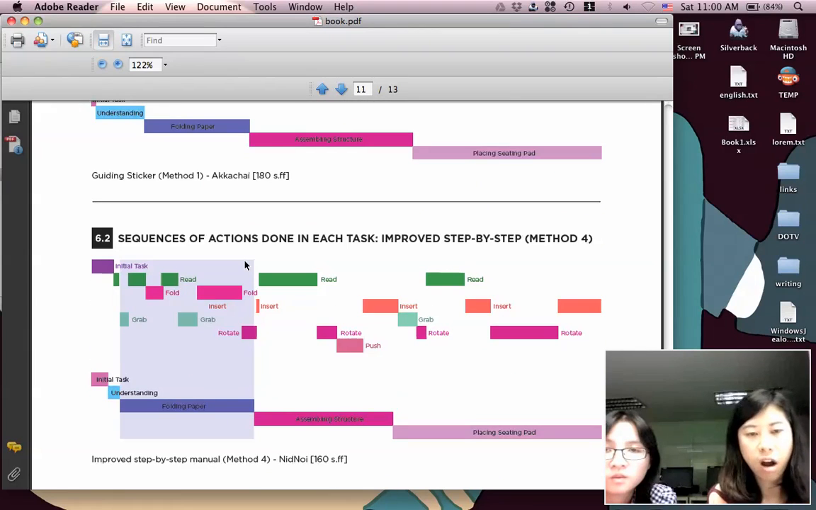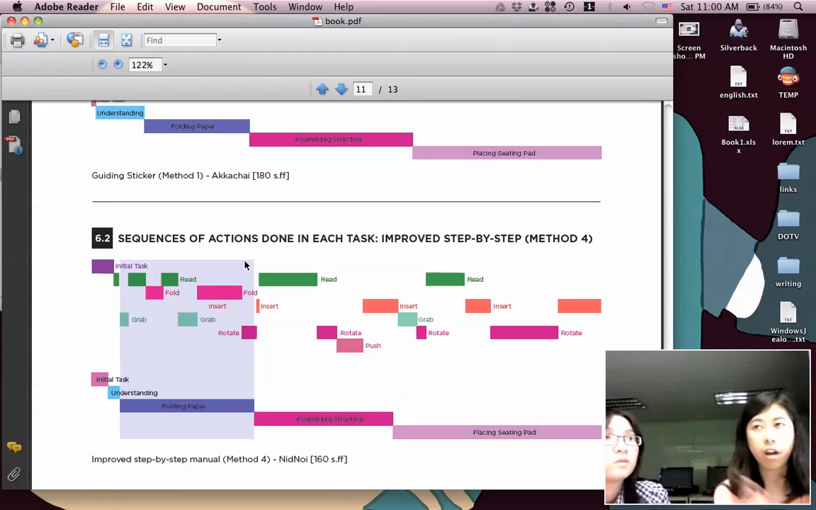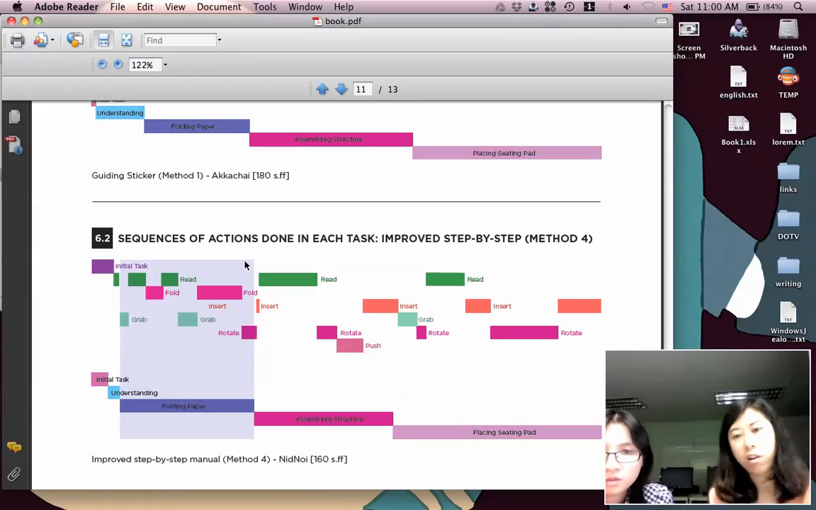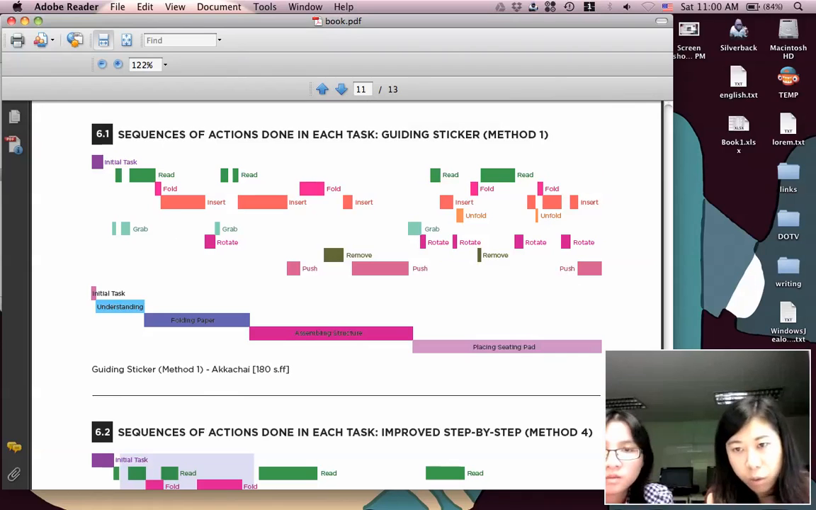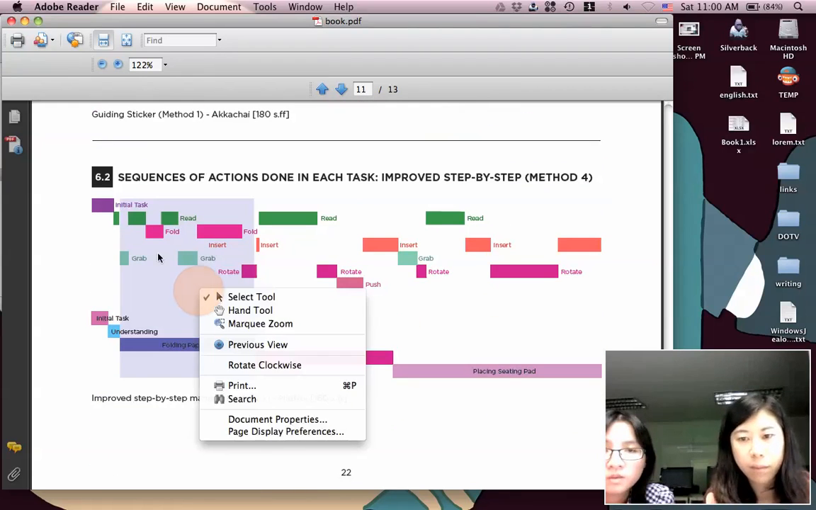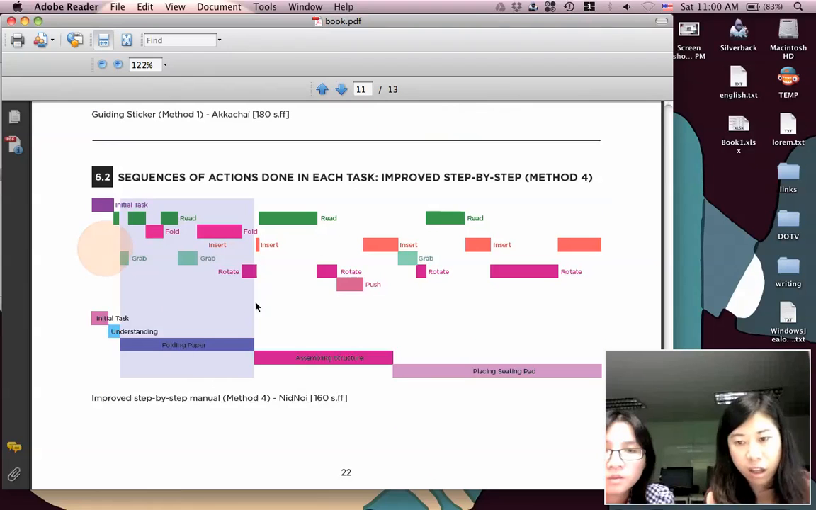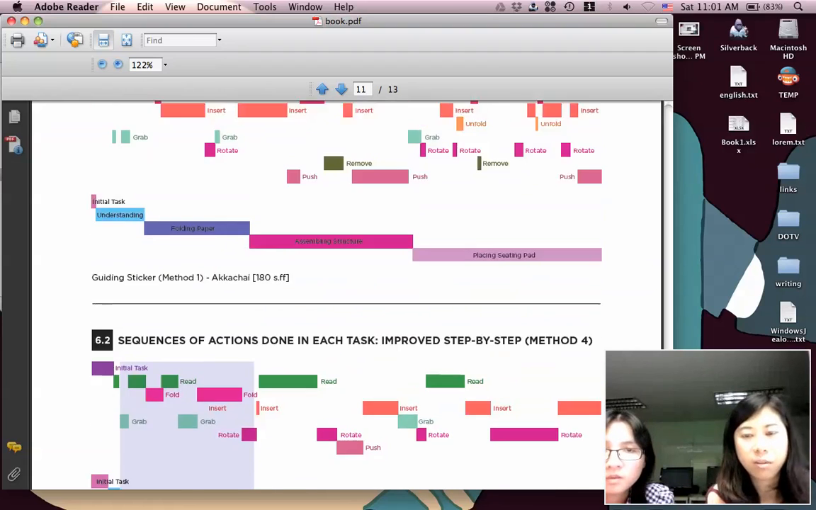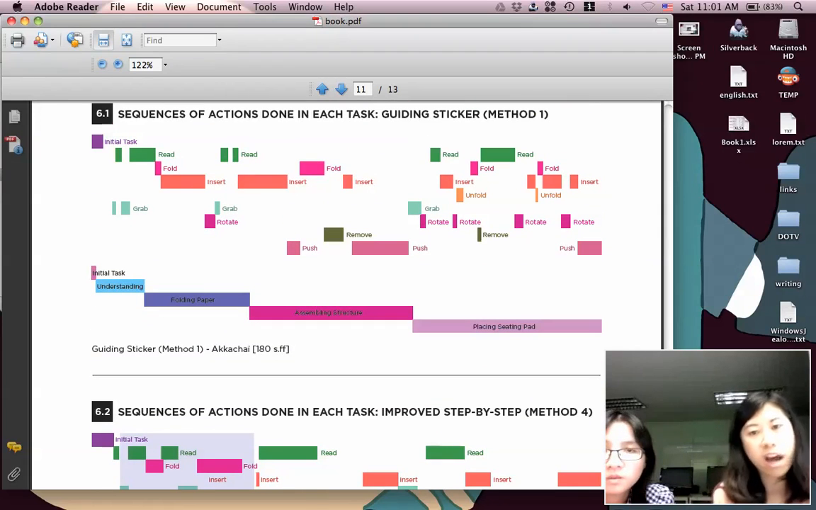So you can see that on all 3 methods, they show the process of how the piece will look when it's folded, except for the guiding sticker. On the fold action, which is the pink one, you can see they fold here and fold here, so it's all over the place. But in method 4, the fold action is only on task 2, which is folding paper. So there's a problem here: people don't know how to fold, and they fold it on the wrong step.